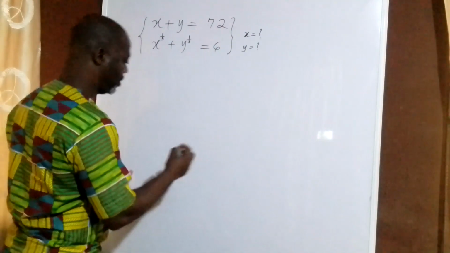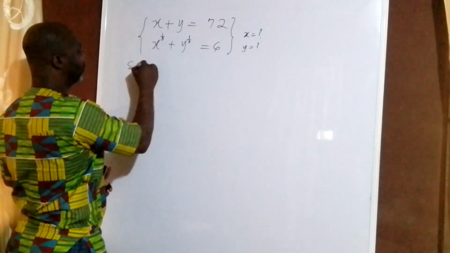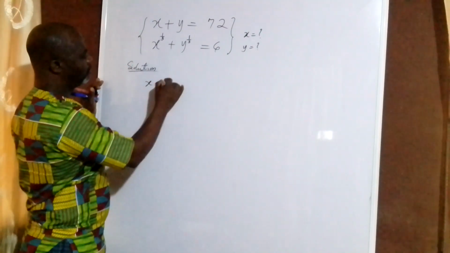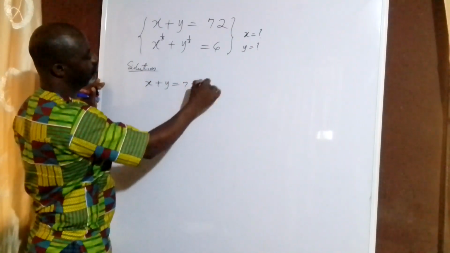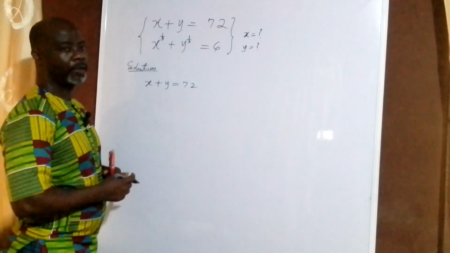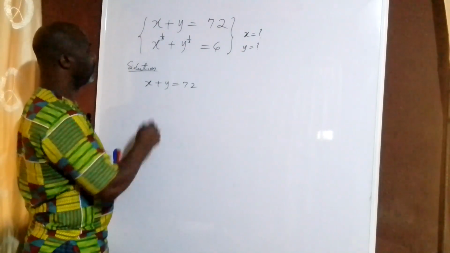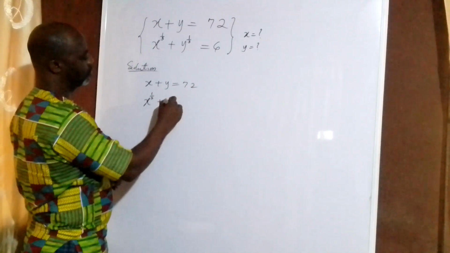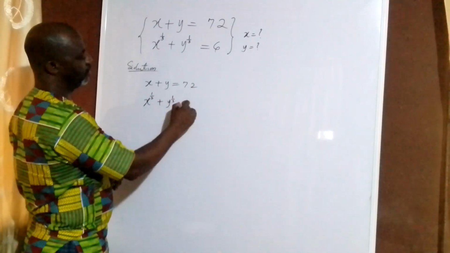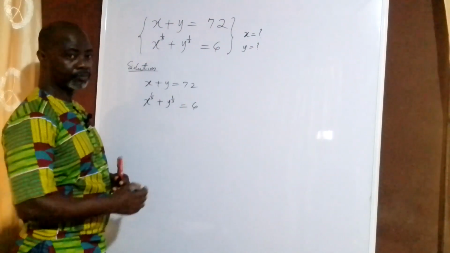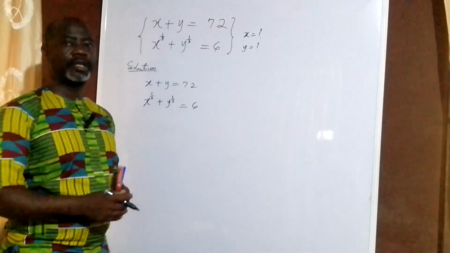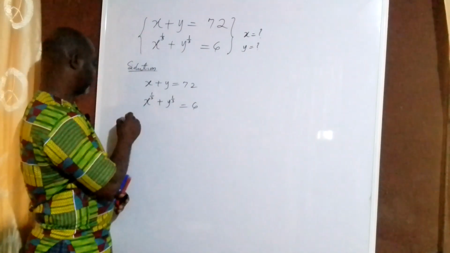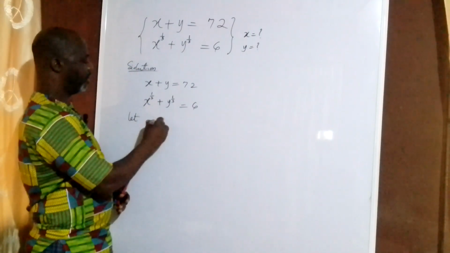So let us see. Start by saying solution. We have x plus y equal to 72, and then x to the power of 1/3 plus y to the power of 1/3 equal to 6. What we're going to do is to make the solution easier.